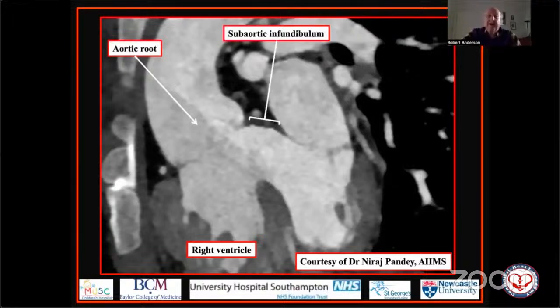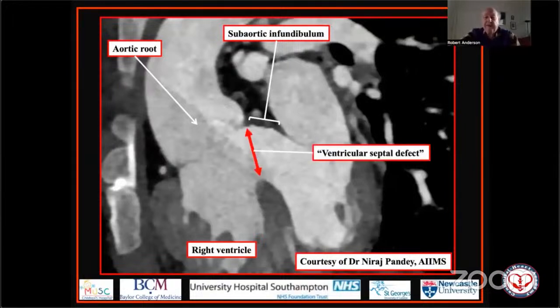So this is classical tetralogy. This is classical double outlet right ventricle with subaortic defect. And there is the defect. And most of you, I'm sure, still will be calling that space the ventricular septal defect. Now we know that in regular tetralogy of Fallot, the surgeon closes the ventricular septal defect.